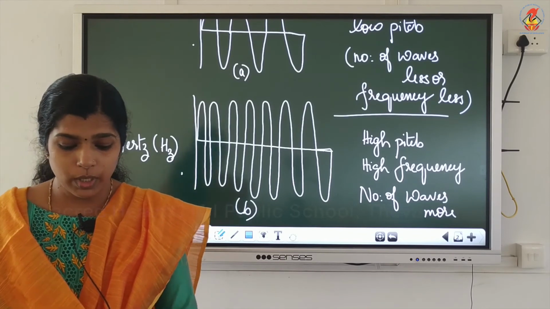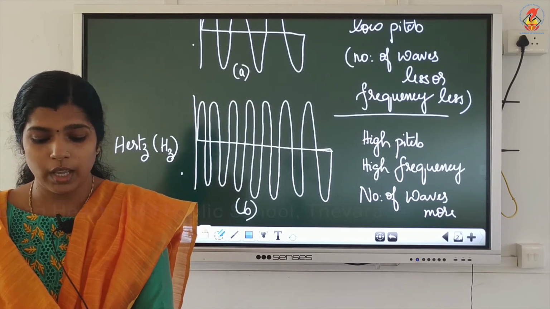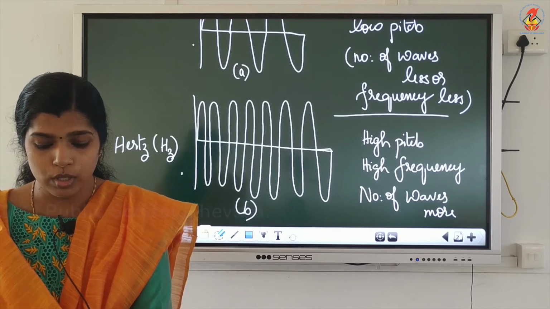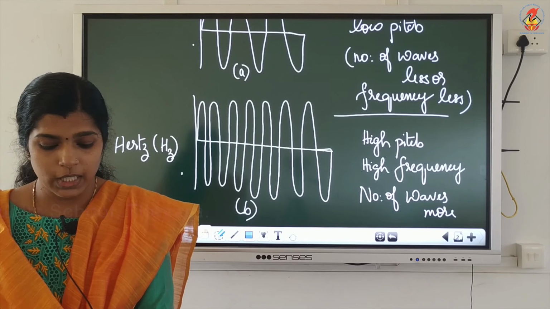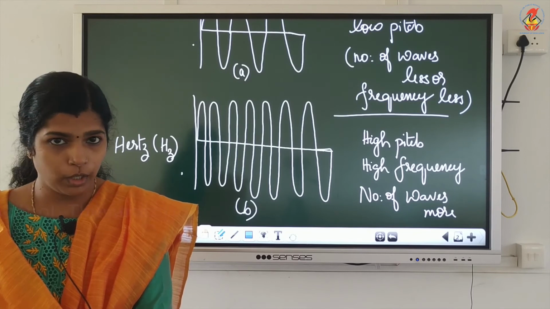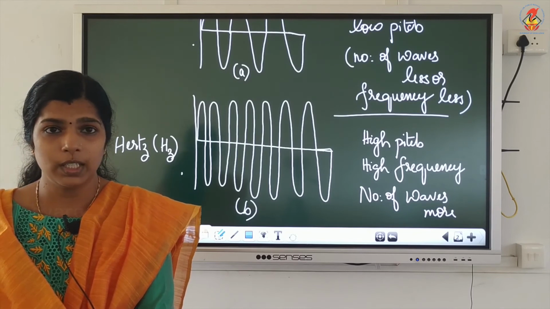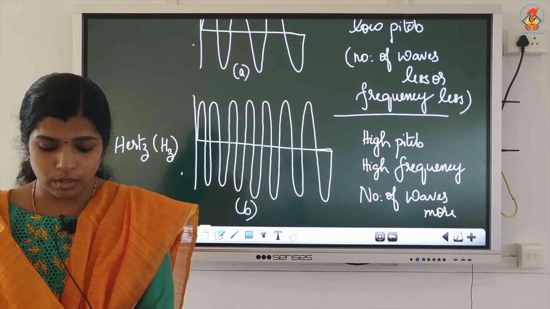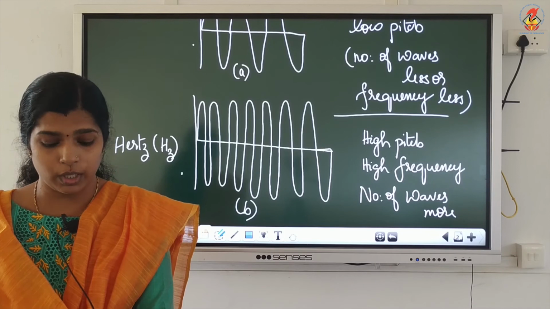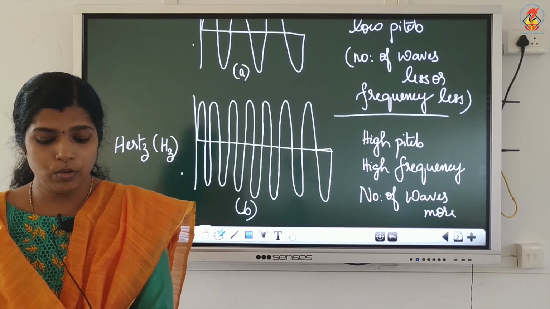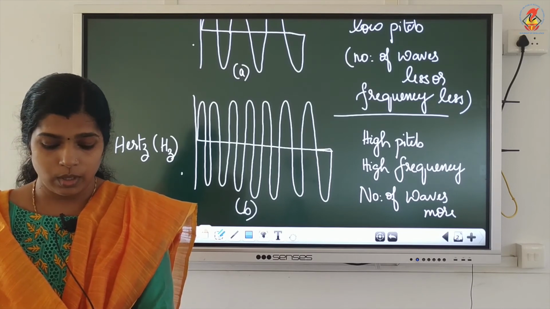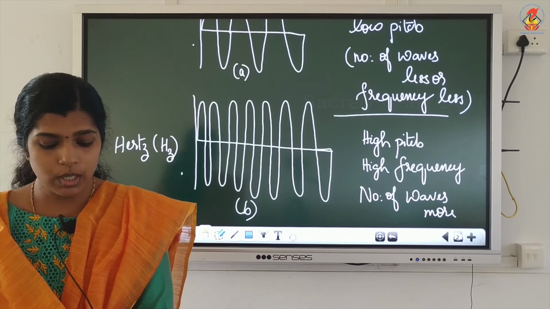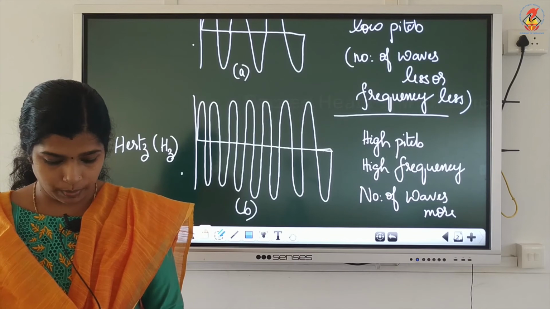So, the frequency of the vibration in a flute can be changed by closing the holes of the flute, which changes the length of the air column, which changes the vibrating length of the air column. So, when more holes of the flute are closed, it produces low pitch sound. When fewer holes of the flute are closed, it produces high pitch sound.